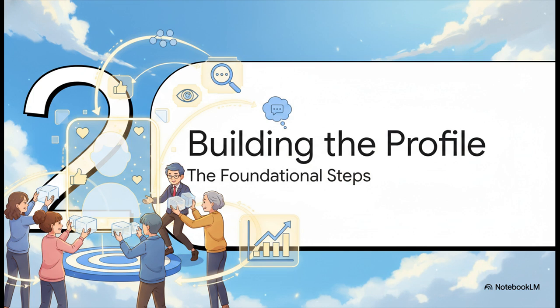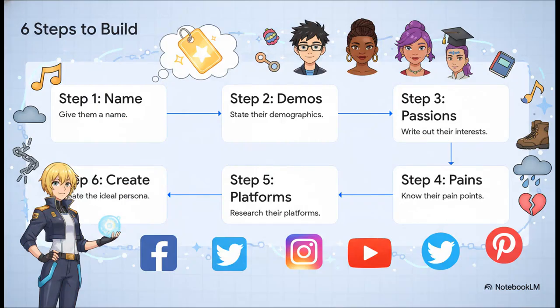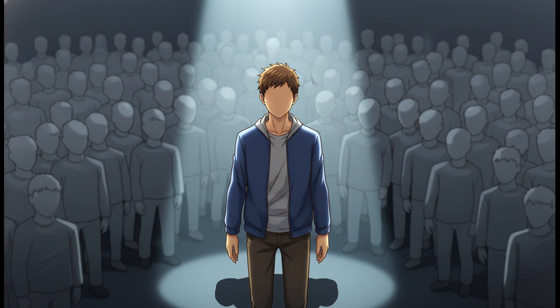And you'll see it's a really clear process that takes this vague idea of an audience and turns it into a powerful, actionable tool you can actually use. And here's our roadmap. It's just 6 simple steps. First, we'll give them a name. Then, we'll nail down their demographics, list out their passions, and really get to know their pain points. After that, we figure out where they hang out online, and finally, we put it all together. Easy enough, right? Okay, first things first.